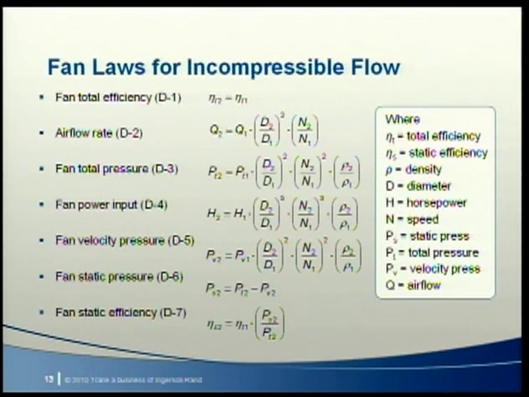If we know the fan airflow rate for a certain type of fan operating at a given speed in a given system, for instance, we can use equation D2 to find a new airflow rate at a different speed or with a different fan diameter. If we know the total pressure at one speed, we can use equation D3 to find a new pressure at a different speed or a different fan diameter or a different air density. Similarly, we can find brake horsepower, velocity pressure, fan static pressure, and fan static efficiency.